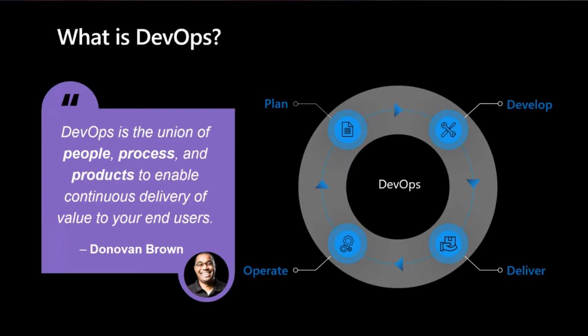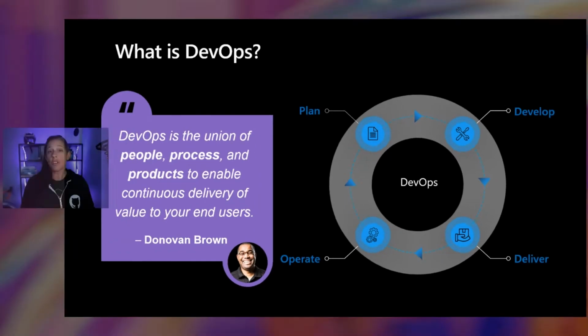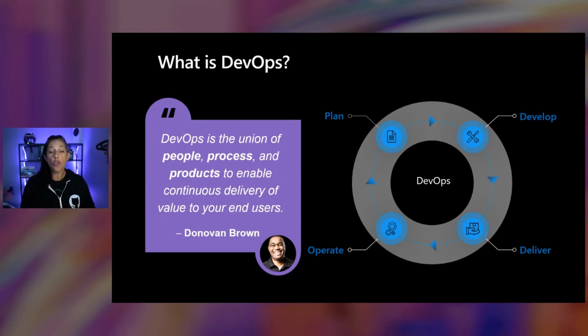DevOps is the union of people, process, and products to enable continuous delivery of value to end users. Now, I want to focus on this word value because it doesn't matter if you're shipping hardware, software, infrastructure as code, or anything. We need to align our value within our organization so that everyone in our company and in our organizations are delivering to a single goal. We need to incentivize our teams to work together.